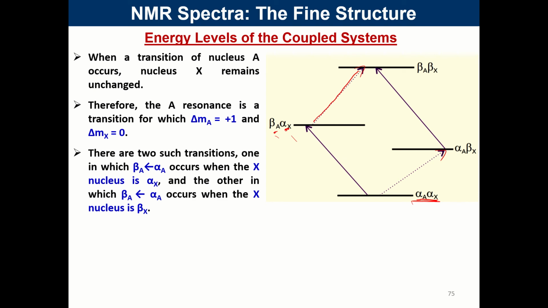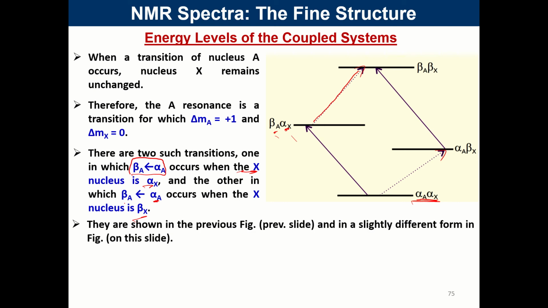So there are two transitions that we have just seen: alpha to beta for the A spin, for the spin of the A nucleus, when the X is alpha x, and there is another transition. We can see that the same alpha to beta transition for the A nucleus will occur when the X has a beta spin. So these are the things that we have just considered in the previous slide.